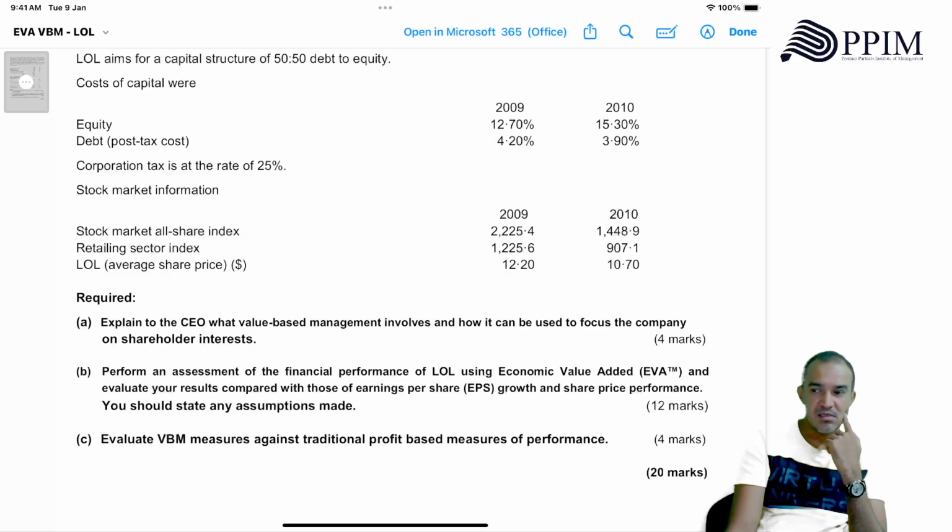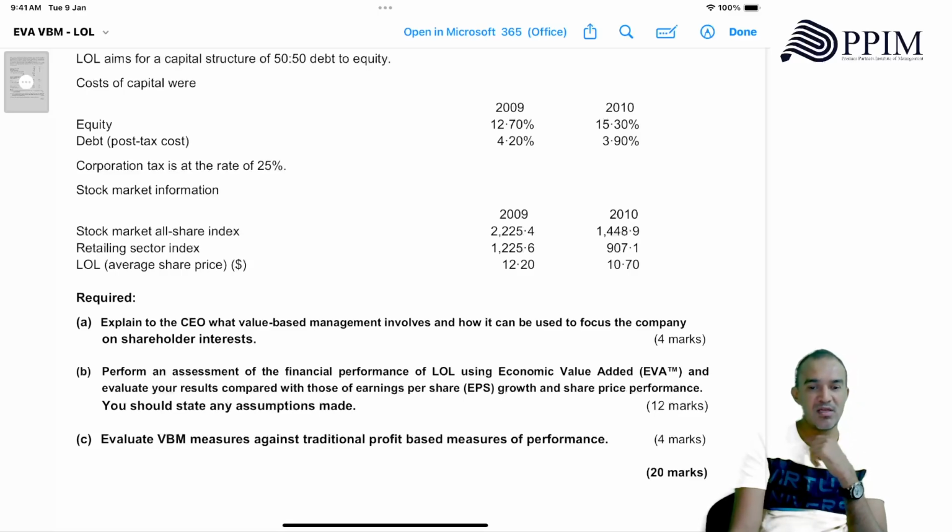Guys, now in this, the first part is: explain to the CEO what VBM involves and how it can be used to focus the company on shareholder interest. So it's pretty much the same question. Okay, let's skip that. Let's move to the B part.